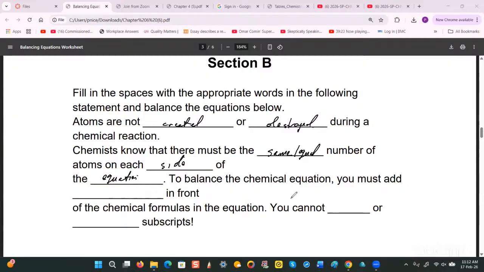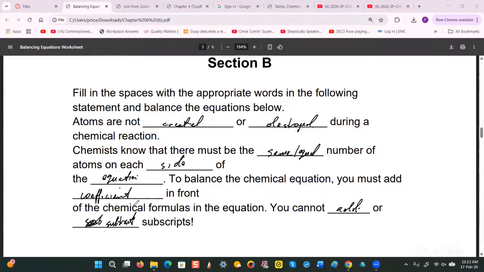Okay, to balance the chemical equation, you must add coefficients in front of the chemical formulas in the equation. You cannot blank or blank subscripts. Add or subtract subscripts. Okay, very good. All right.